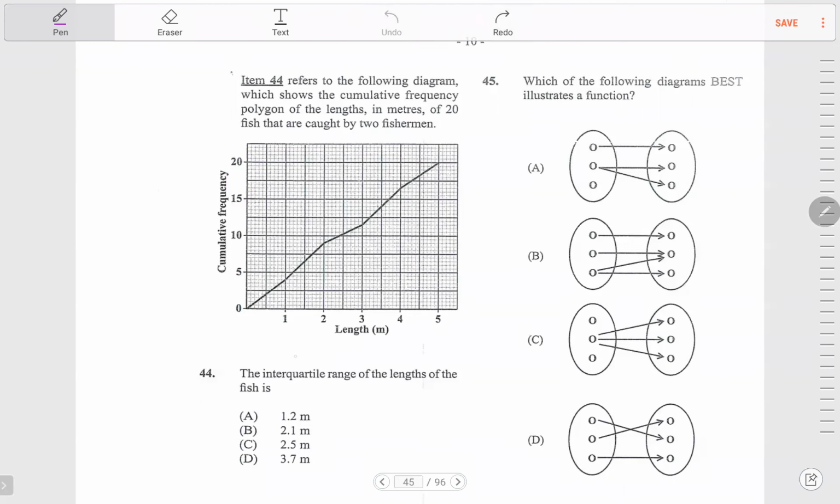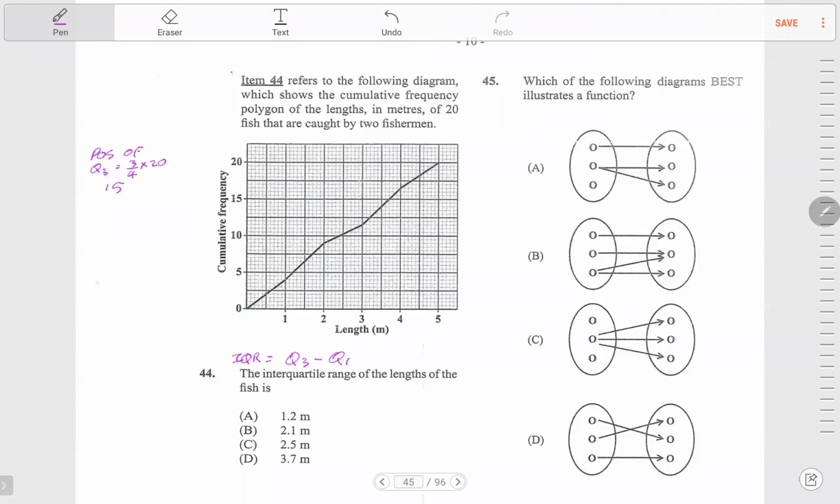Remember, the interquartile range is Q3 minus Q1. That's what the interquartile range is. Now it's 20 fish. So the position of Q3 is 3/4 of 20, because there are 20 fish. So the position of the upper quartile equals 3/4 of 20, which is 15. So the 15th fish will have the upper quartile measurement.